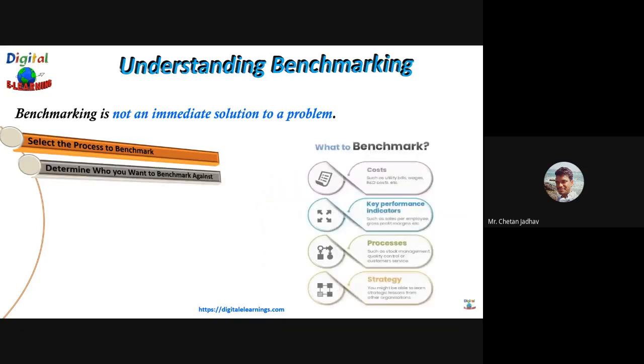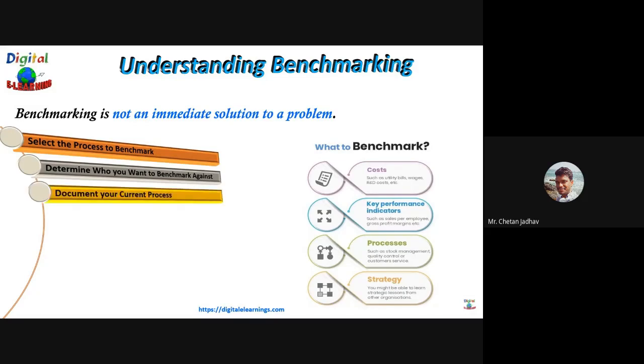Determine who you want to benchmark against. That is, whether you want to benchmark against a competitor, a company outside the industry, or within the company. So you can prepare a list of those potential businesses that match the scope you have defined in step 1. You can also benchmark against your own company's past processes.